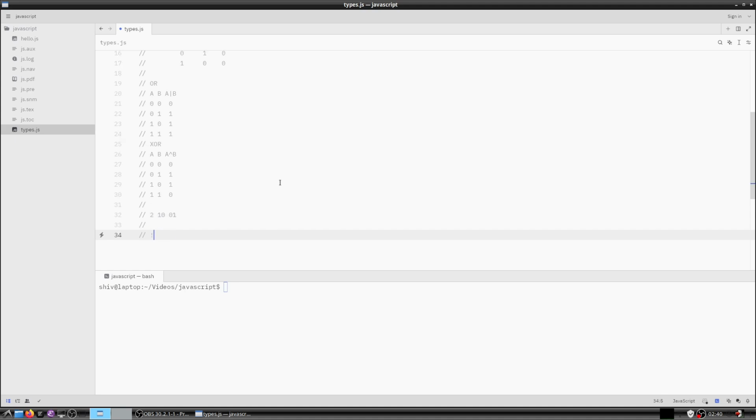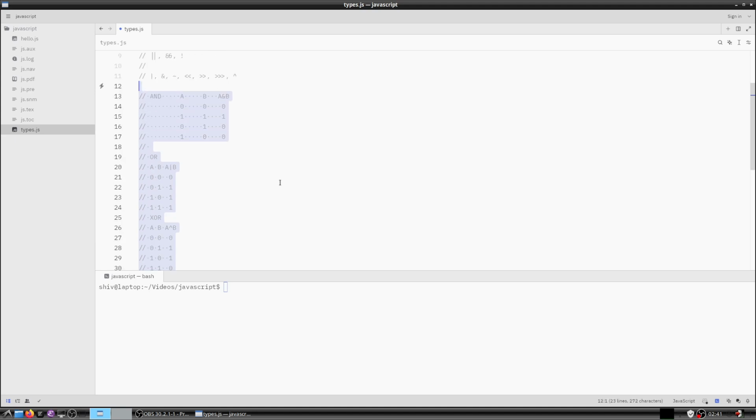Then we have the NOT gate. The NOT gate is reversal of value. If it is 0, it becomes 1. If it is 1, it becomes 0. That is your NOT gate. So we have covered the bitwise operations. Now let's see them in action.